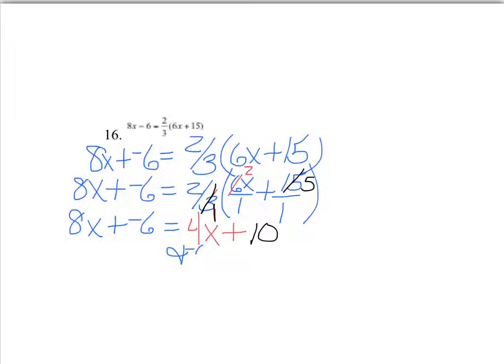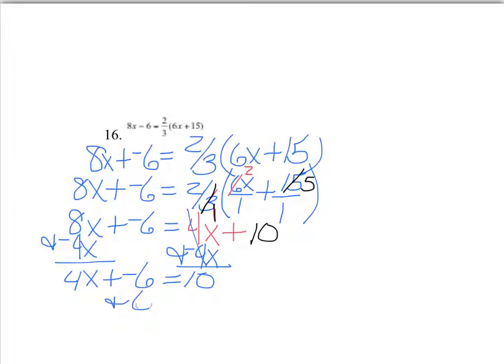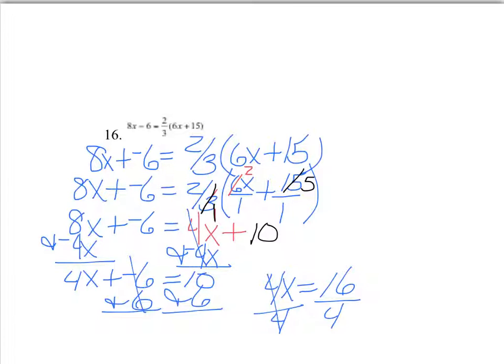Move the variable from the right to the left by adding the opposite. So 4x plus negative 6 equals 10. Add 6. 4x equals 16. Divide by 4. And I get x equaling 4.